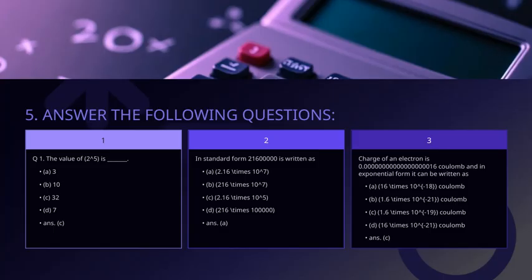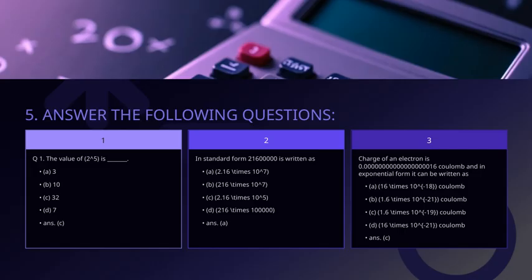Let's go through the questions on this slide. First, what is the value of 2 raised to the power of 5? Well, 2 to the power of 5 means multiplying 2 by itself 5 times. That gives us 32, which is option C. This illustrates how exponential notation helps us understand repeated multiplication efficiently.